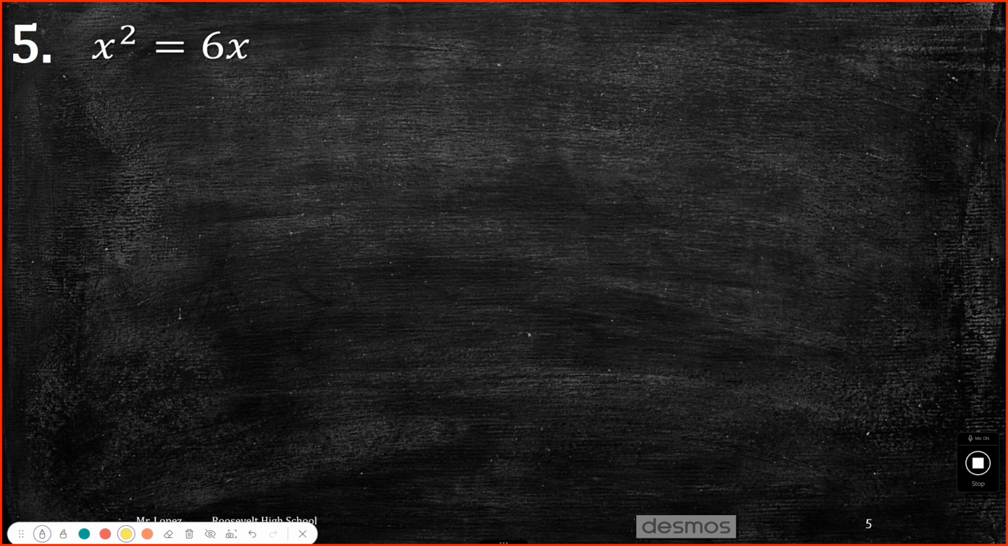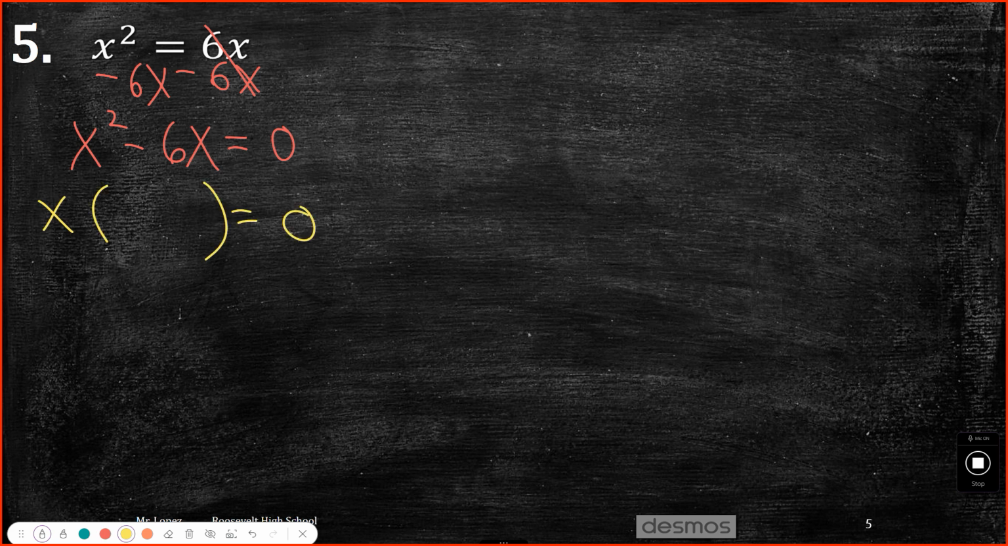How do we set this equal to 0? Subtract 6x. So it's going to become x squared minus 6x equal to 0. Then we factor. So what's the greatest common factor? What is it they have in common, the x squared and the 6x? Both have x, that's correct. So we're going to factor out an x.